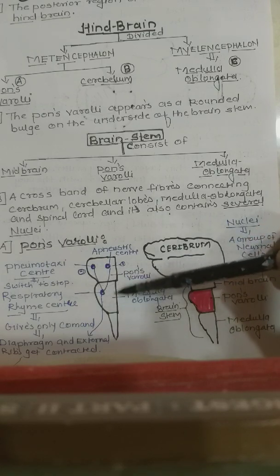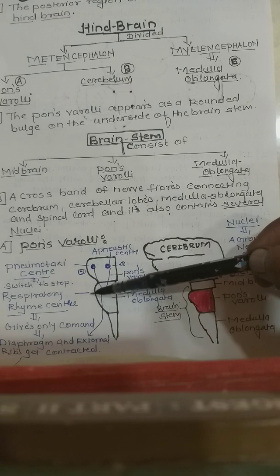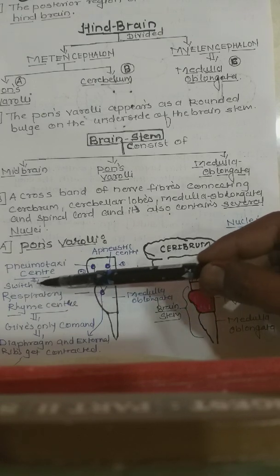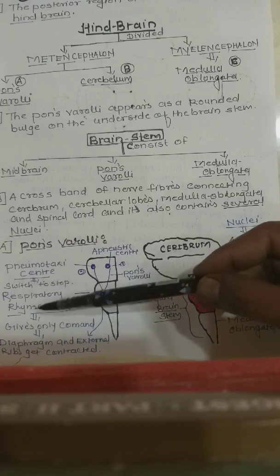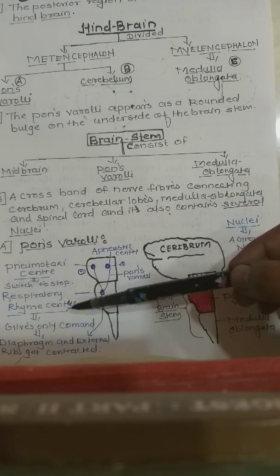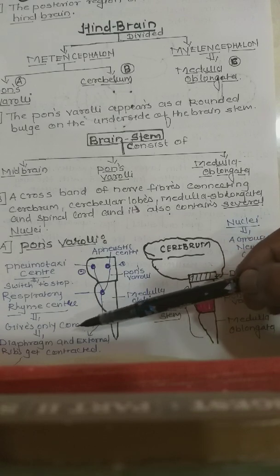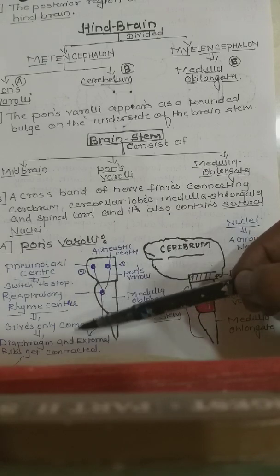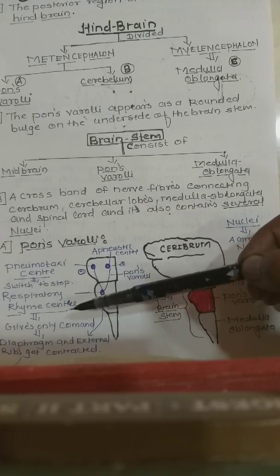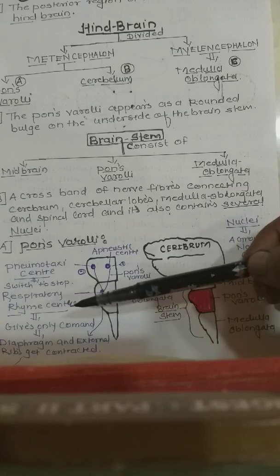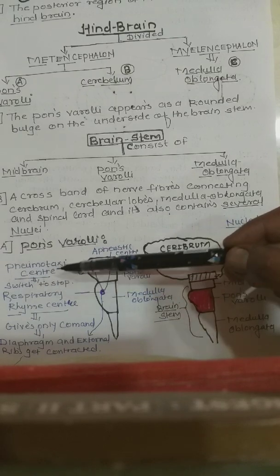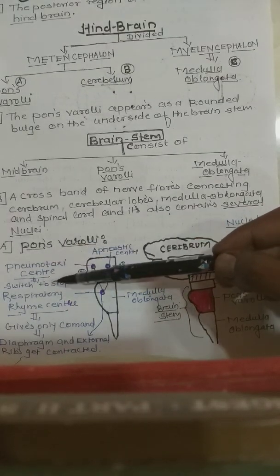As you know, the medulla oblongata has the respiratory rhythm center, and this center alone has the capability to give the command to the diaphragm and external ribs to contract. When you inhale, that command is given only by the respiratory rhythm center, but it does not have the ability to stop it. To stop it, the command is given by the pneumotaxic center.